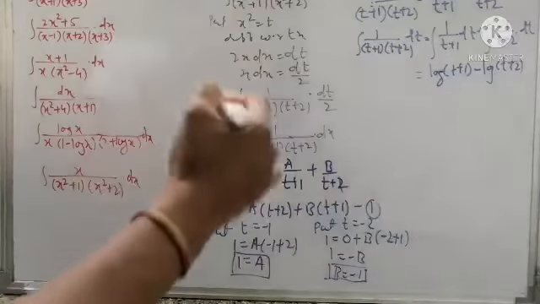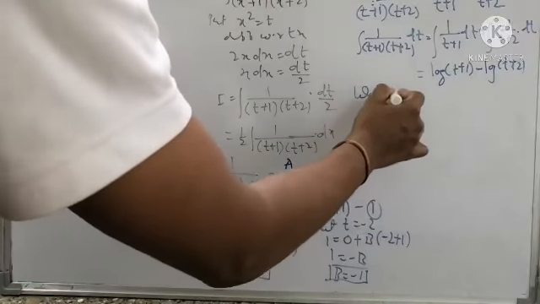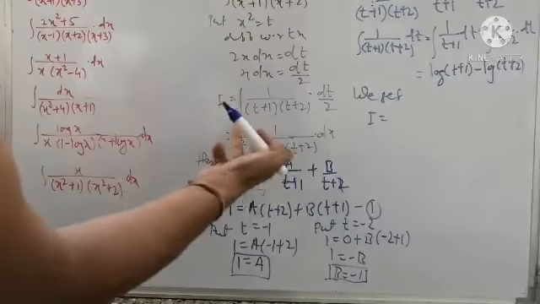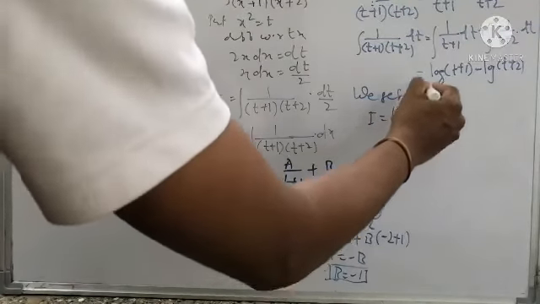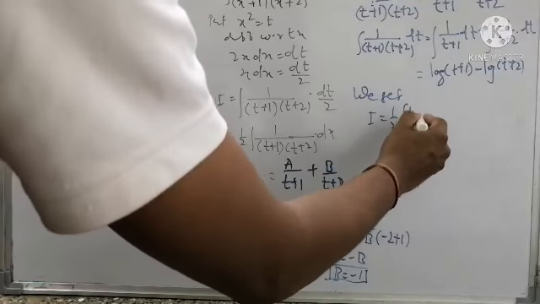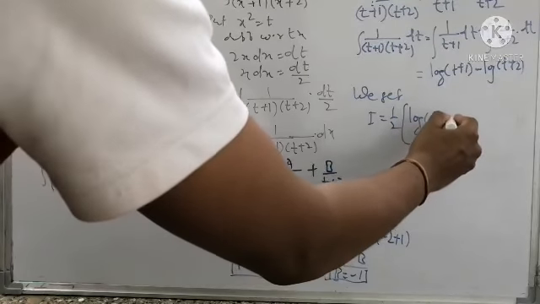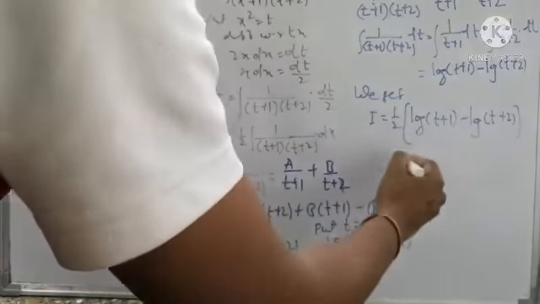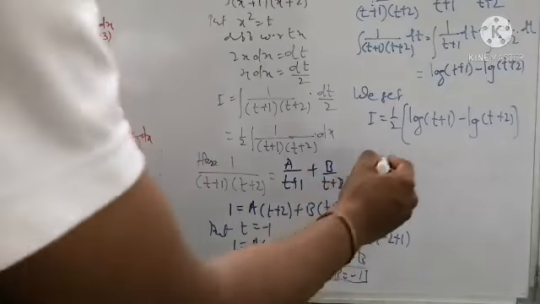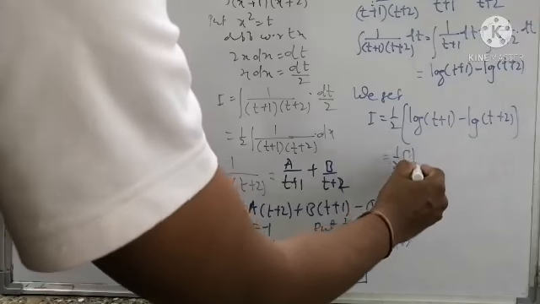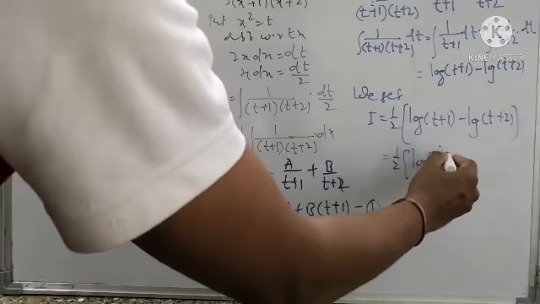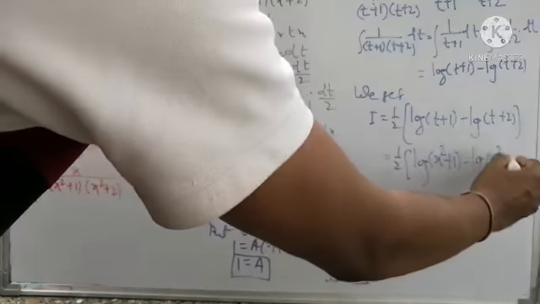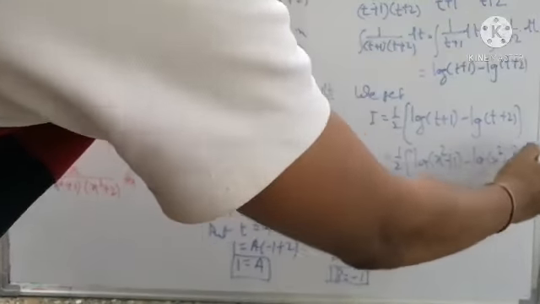So now we get I is equal to, putting the integration of this fraction in I, 1/2 into bracket, as there is addition, log of t plus 1 minus log of t plus 2, and finally we substitute the value of t. So I is equal to 1/2 into bracket log of (x square plus 1), as the value of t is x square, minus log of (x square plus 2), and bracket complete, we put the constant of integration c.